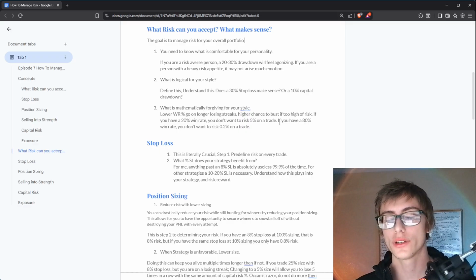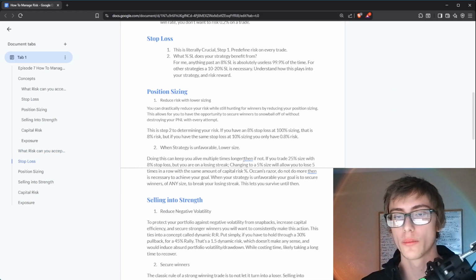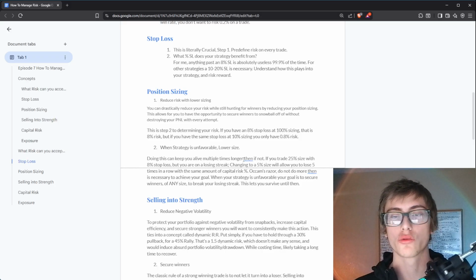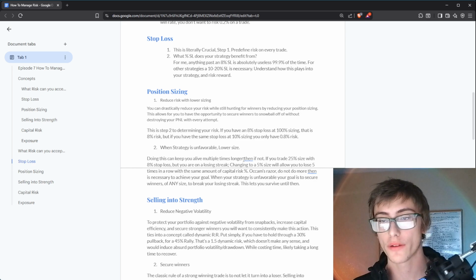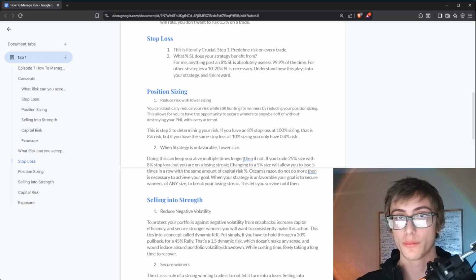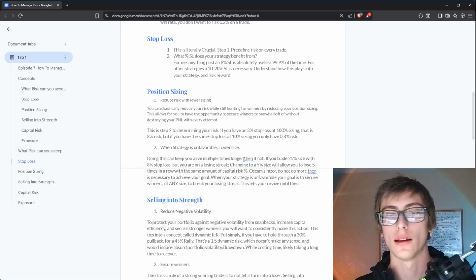So you need to understand your strategy and how this plays into risk and reward. Now let's get into position sizing. Point number one, how you can reduce risk with lower sizing. You can drastically reduce your risk while still hunting for winners by reducing your position sizing. This allows you to have the opportunity to secure winners to snowball off of without completely destroying your P&L with every single attempt you make to try and get into a trade.